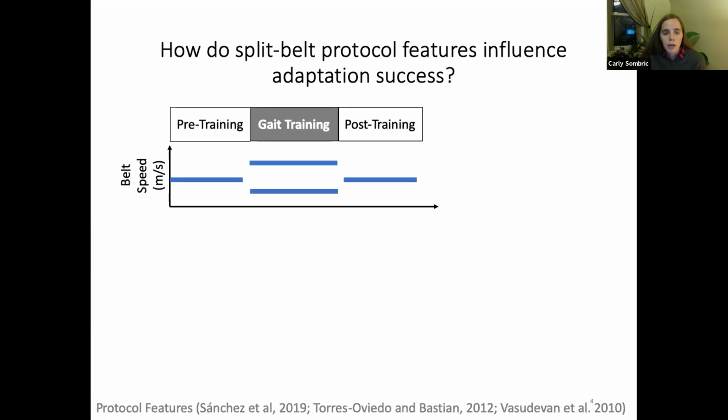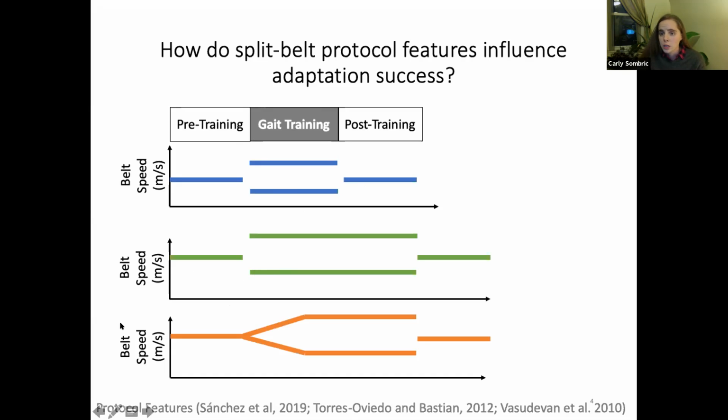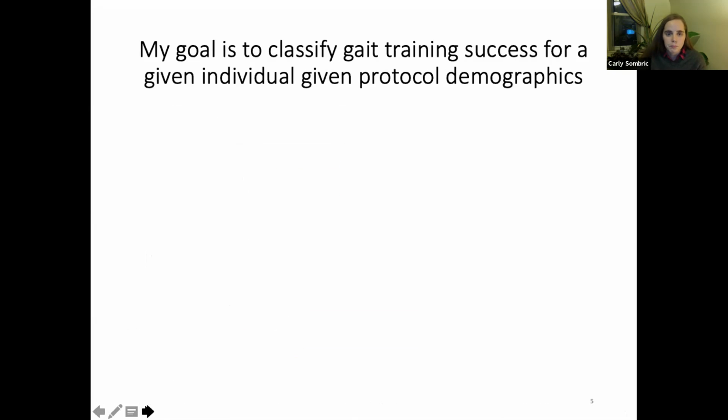So you can imagine that during split belt walking, people walk this way and we look at the changes in their gait before and after training, but the training can be different. So you can imagine that maybe some people train on the split belt treadmill for a longer duration, and there's several other modifications to the split belt protocol that different laboratories use for different reasons. So again, the goal of this is we have this subject demographic information and we have the training protocol, but we want to be able to predict whether the gait training or the locomotor adaptation was successful.